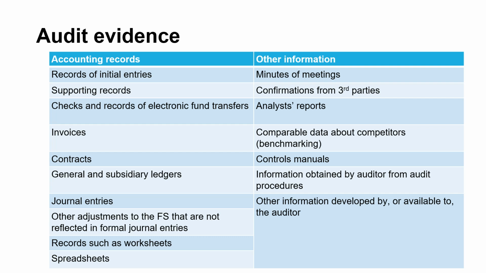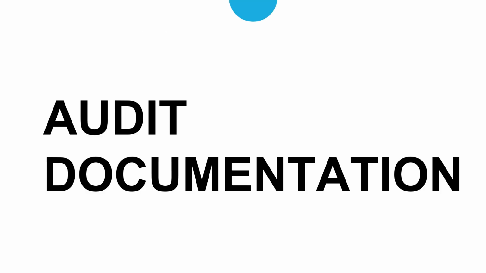Analysts' reports would also be helpful. Benchmark information like comparable data about competitors. Controls manuals, okay, information obtained by the auditor from certain audit procedures, specifically the audit procedures of inquiry, inspection, and observation. Okay, so when we inquire, when we observe, these would corroborate what we have seen in the actual records. Okay, and then other information developed by or available to the auditor. So the idea being that other information could help support, okay, or refute what the information that we have seen or the evidence that we have gathered when we perform the audit.